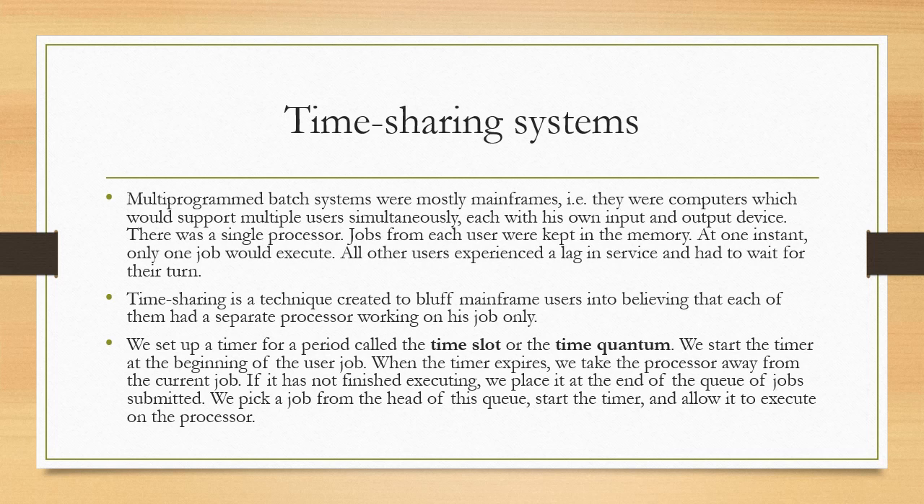Let us consider a time sharing system with a time slot of 5 microseconds. The monitor picks a job from the head of the queue, starts the timer, and transfers control to the job. If the job is 2 microseconds long, it finishes execution and transfers control back to the monitor. The monitor picks a job from the head of the queue, starts the timer, and transfers control to the job.